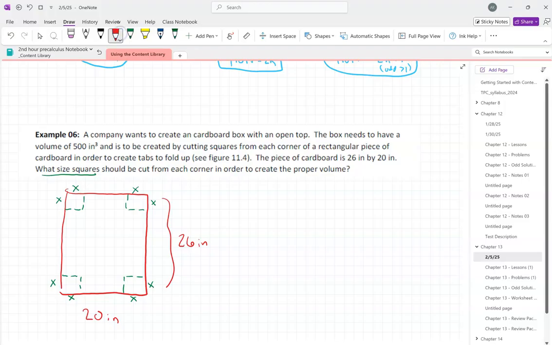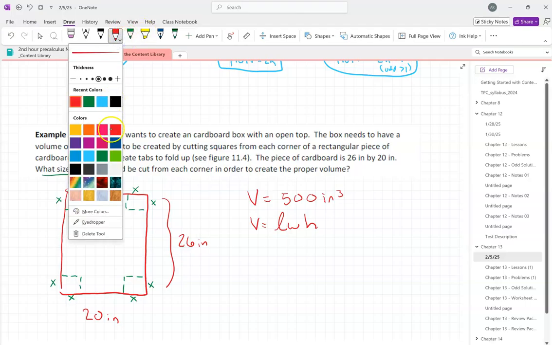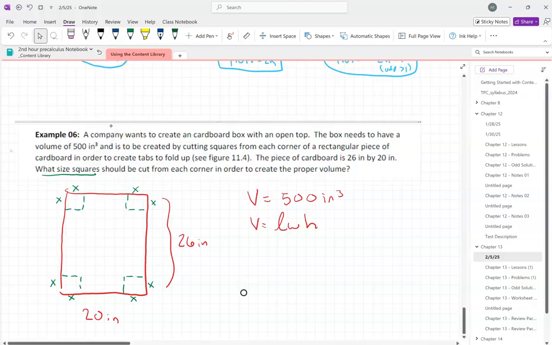Okay. So we're told that the volume we need is 500 cubic inches, right? Who remembers the volume formula for a box from your geometry class? Very good. Length times width times height. Okay, so what I'm going to do now is go to my diagram that I've drawn and figure out which sides are the length, the width, and the height.